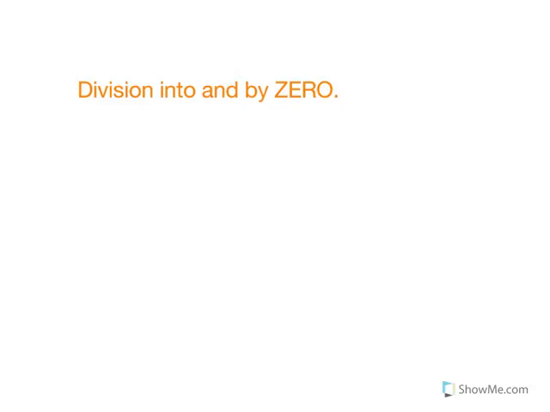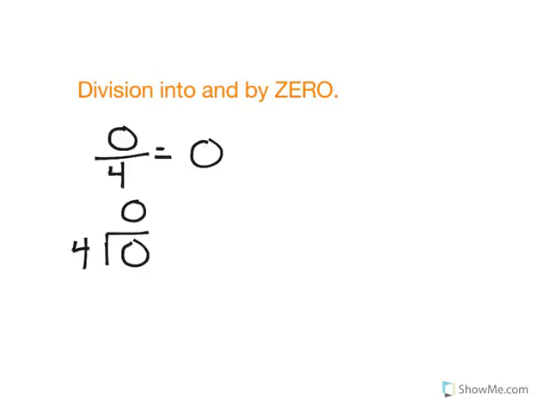Division into and by 0 are both very, very different. Division into would look like this. If we have 0 cookies and we want to divide that by 4 people, well, there aren't any cookies to go around, so no one's going to get one, and the answer is 0. You could also see it this way: 0 divided by 4 is 0. And if we checked it like we did on the previous page, we would take the divisor, multiply it by the quotient, and do we get the dividend? Yes, we do. It checks.